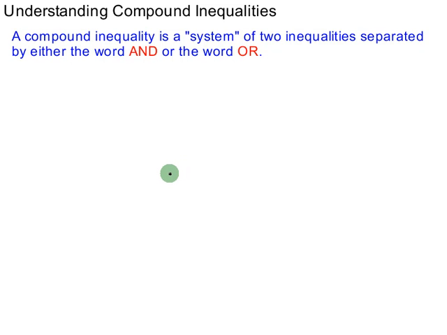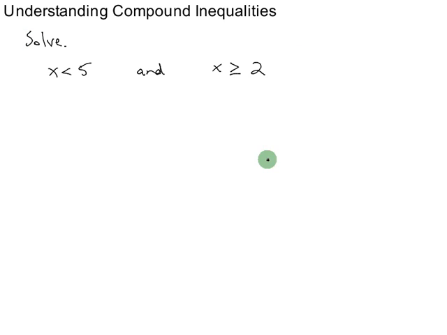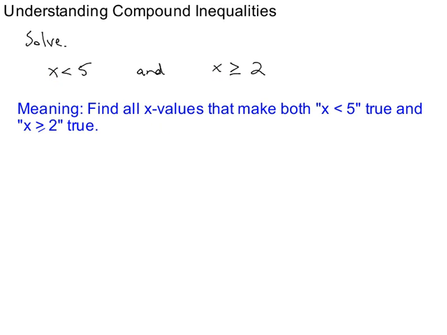All right, so let's take a look at an example of a compound inequality and its meaning. So here's an example of a compound inequality. You can see it consists of two separate inequalities separated by the word and. Now let's talk about what it means to solve this inequality. Clearly we've got one variable x, so we're going to figure out values of x that make something true.